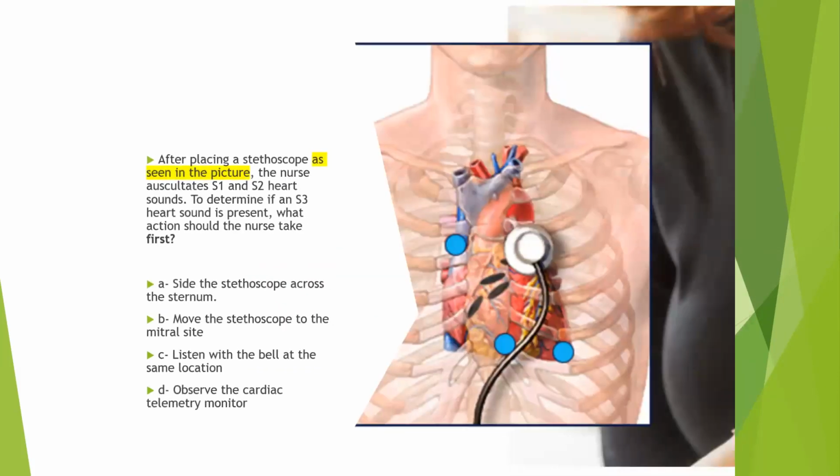So let's start with the test taking strategy and look at some of the questions and put what we have been learning to use. After placing a stethoscope as seen in the picture, the nurse auscultates S1 and S2 heart sounds to determine if an S3 heart sound is present. What action should the nurse take first? Is it A, slide the stethoscope across the sternum, B, move the stethoscope to the mitral site, C, listen with the bell at the same location, or D, observe the cardiac telemetry monitor?